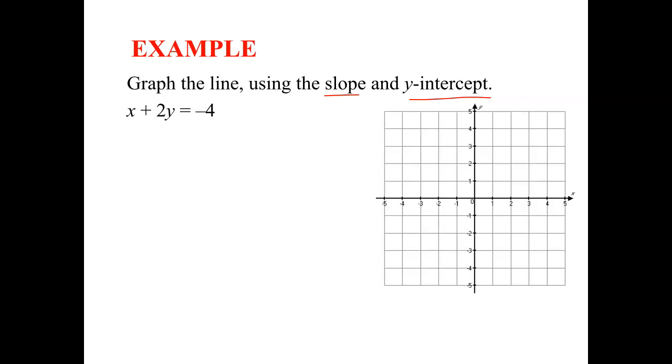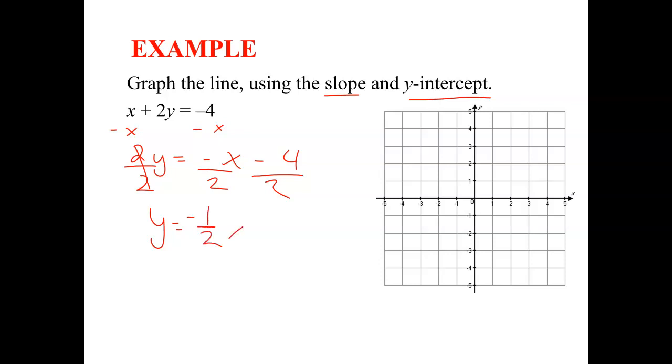So walk me through. x plus 2y equals negative 4. Let's write it in slope-intercept. Subtract x and divide by 2. Okay? So subtract x from both sides. 2y equals negative x minus 4. Divide by 2. y gives me, what's my coefficient of x going to be after I divide by 2? Negative 1/2. There we go.